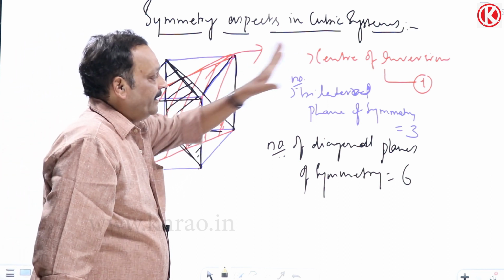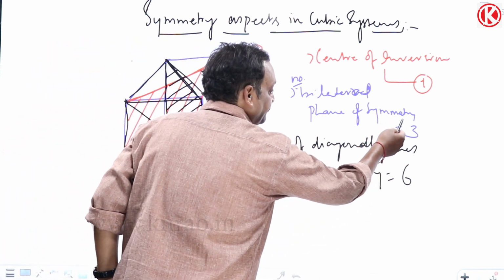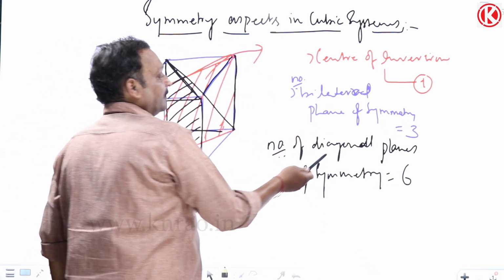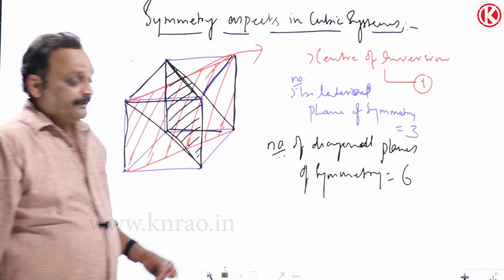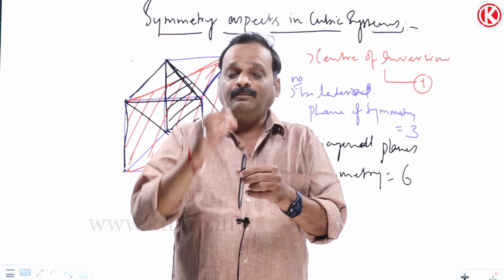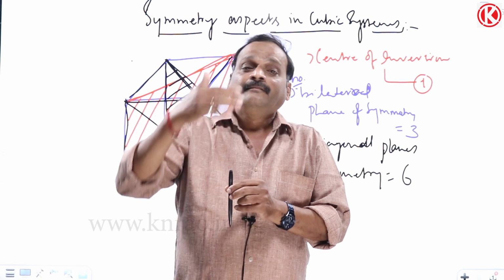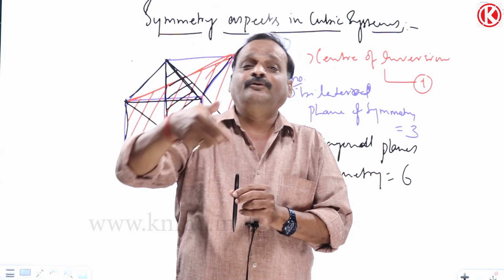With respect to a point, the center of inversion, that is one. And with respect to planes, there are totally 9 planes. Of them, 3 are bilateral, 6 are diagonal planes of symmetry. Now I will see in what aspects the cube is symmetric. One point is over, plane is over. Now I will talk about a line, in how many ways the cube is symmetric.